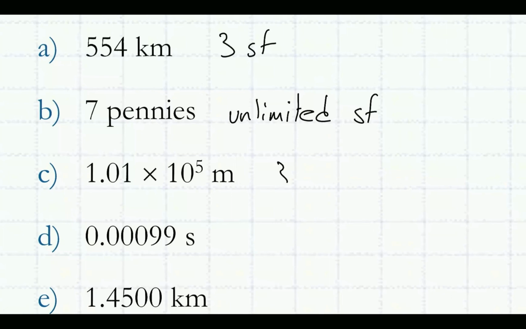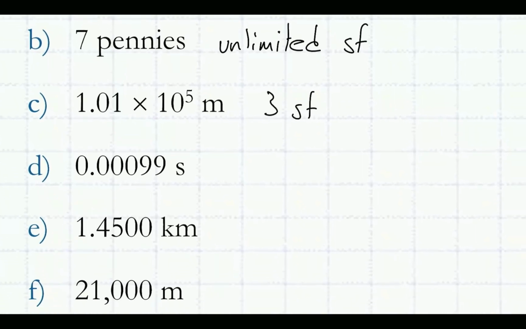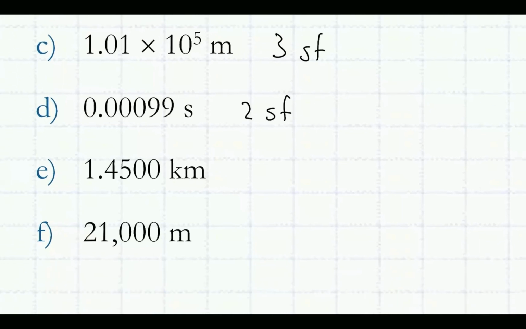All right, how about C? 3 sig figs. For D? 2 sig figs. E? 5. And then for F, ambiguous. We don't know. And that's because some of these zeros might be significant, some of them might not be. This one as written would be ambiguous.